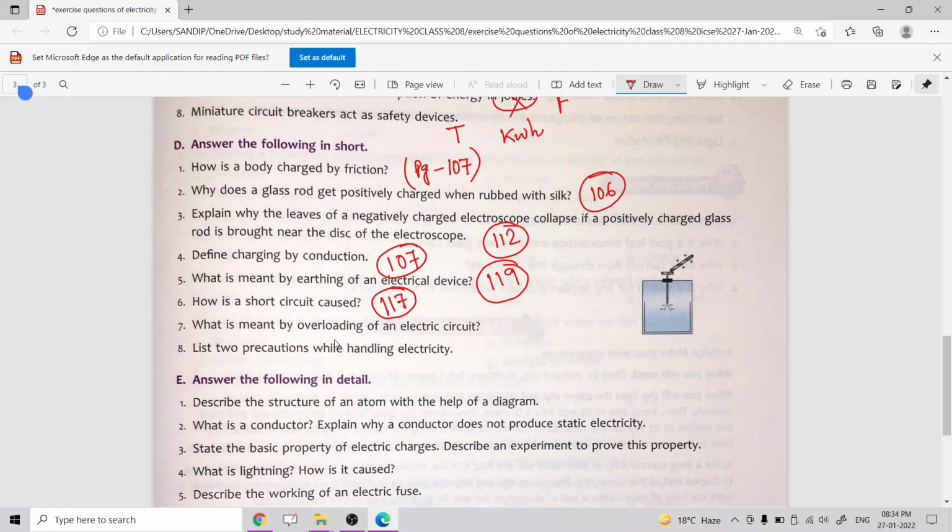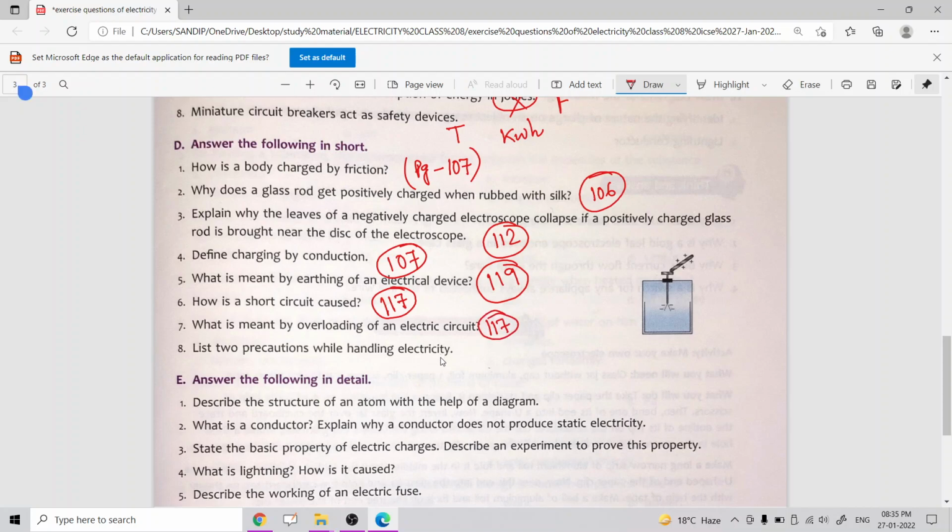So in this case, when the live wire touches or contacts the neutral wire, then a huge amount of current is passed through the electrical devices, that is called short circuit. Now we move to our next one: what is meant by overloading of an electric current? And we get the answer from the same page number 117.